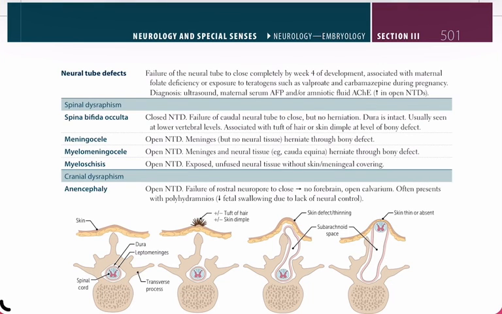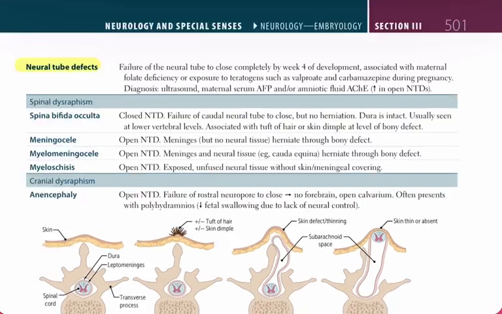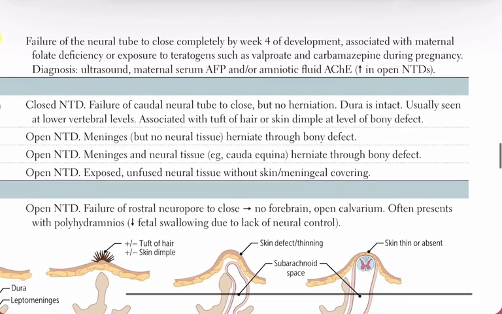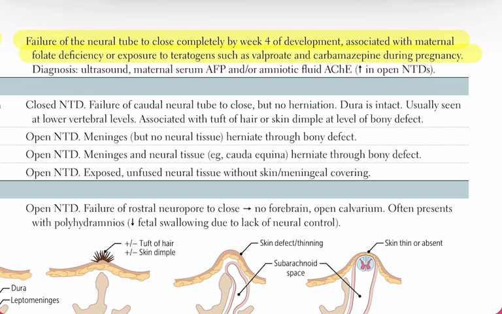Now, let's move on to neural tube defects, or NTDs. These occur when the neural tube, which normally forms the brain and spinal cord, fails to close completely by the fourth week of development. This can happen if the mother has a folate deficiency or if she is exposed to certain teratogens, substances that interfere with development, such as valproate or carbamazepine during pregnancy.